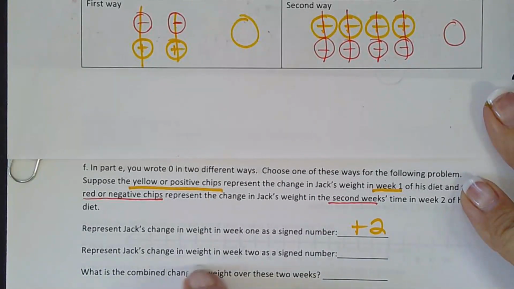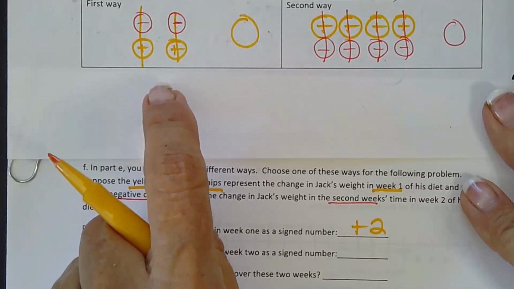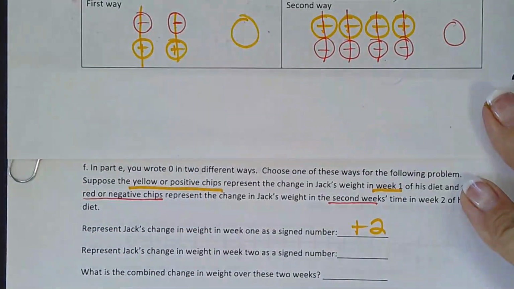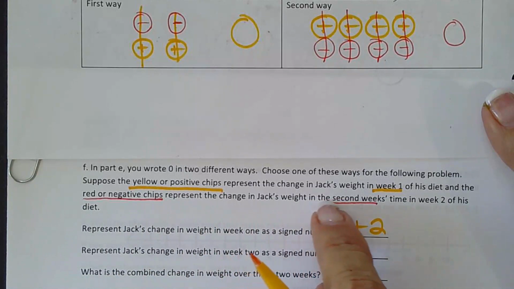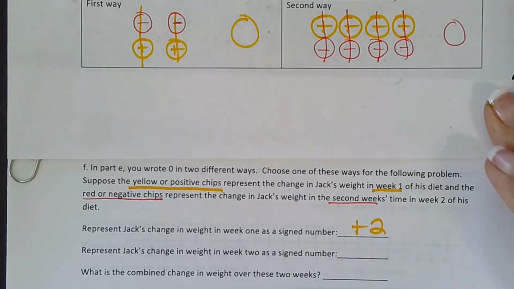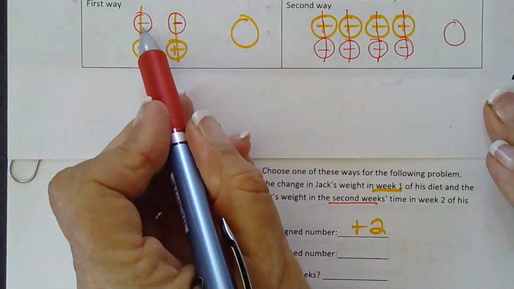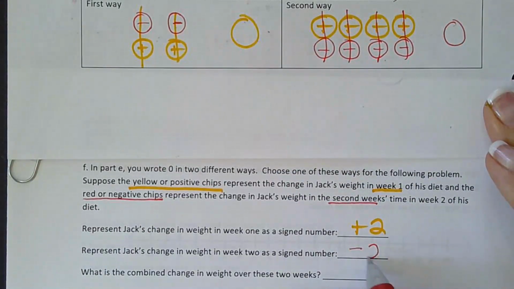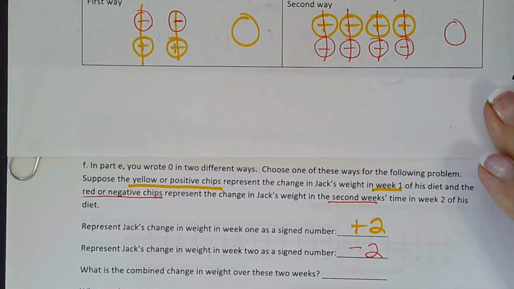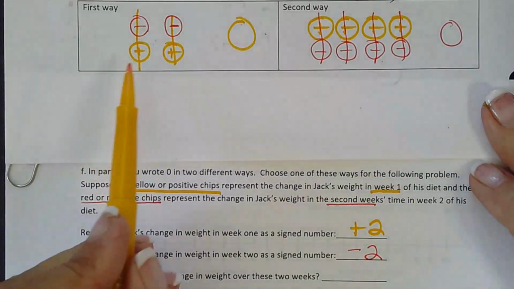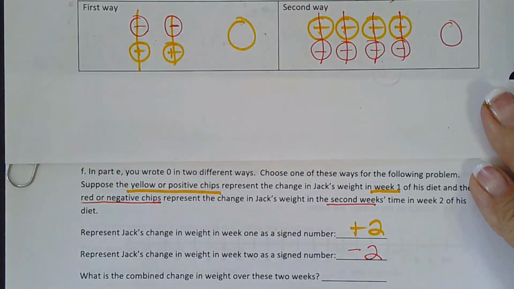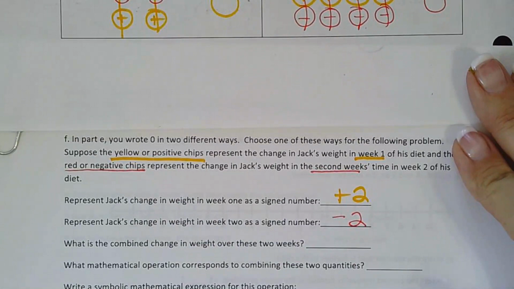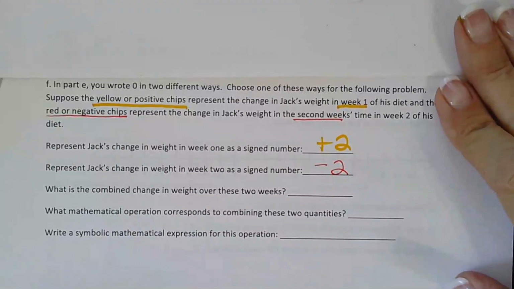Represents Jack's change in weight in week 2 as a signed number. So week 2, it says red or negative chips represent his weight in the 2nd week. So that means week 2, he would have 2 negatives. Okay, so week 1, we're supposed to use the positive chips in our first scenario. Week 2, the negative chips. Then it says, what is the combined change in weight over these 2 weeks? And that's what we were just talking about.